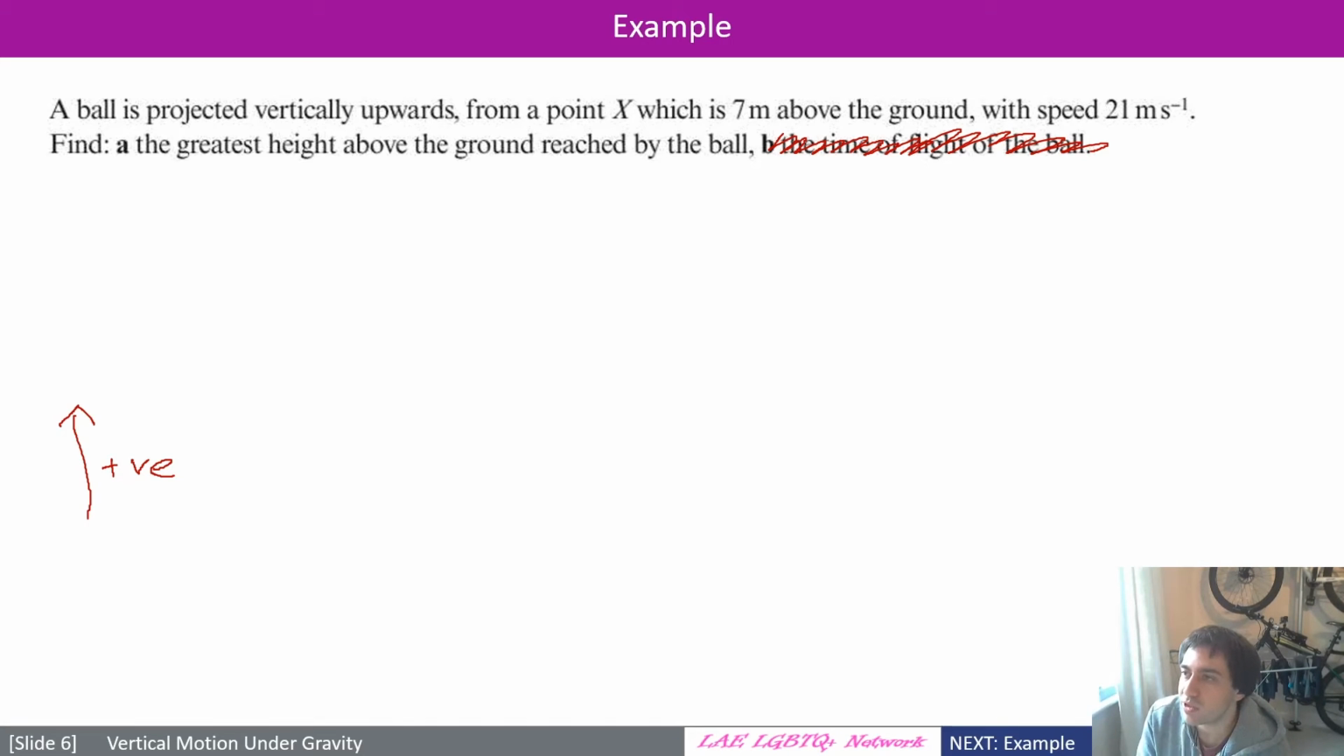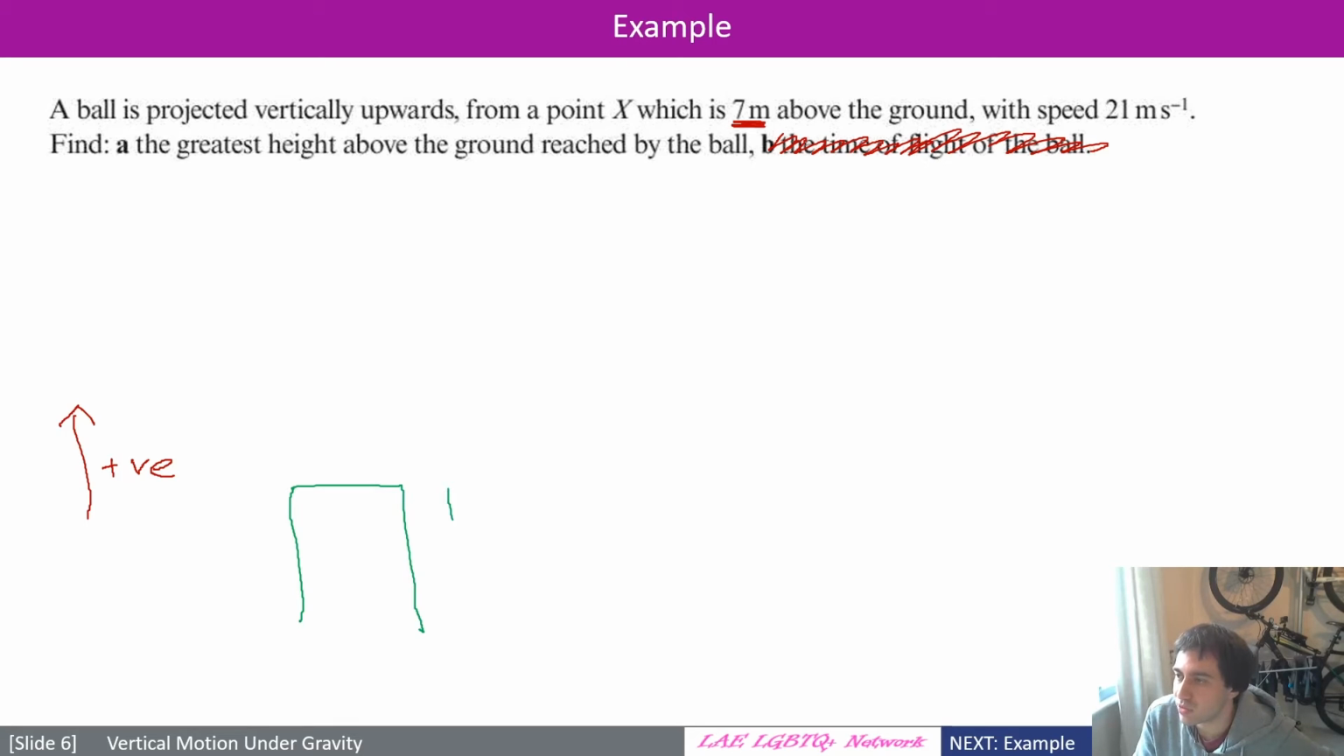So a ball is projected vertically upwards from a point X, which is 7 meters above the ground, with speed 21 meters per second. Find the greatest height above the ground reached by the ball. Okay, this 7 meters above the ground thing is a little bit annoying, but it's not too difficult to sort out.